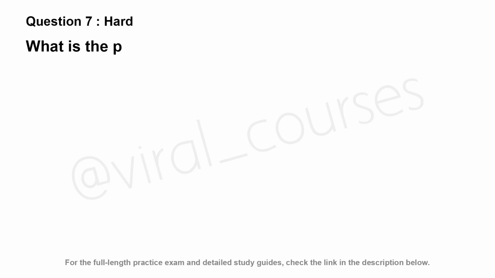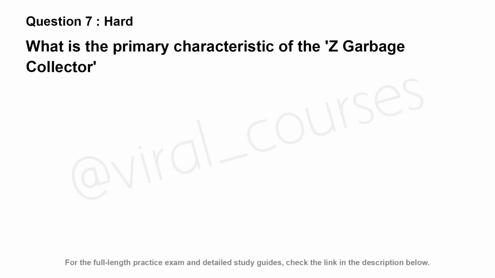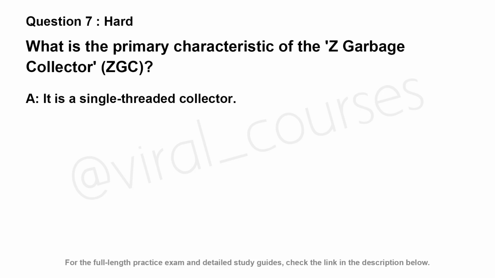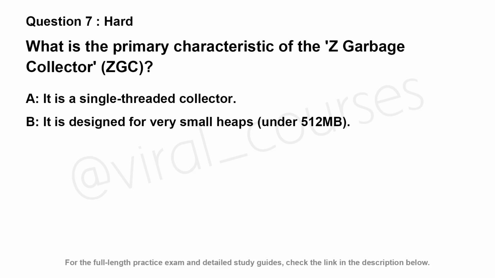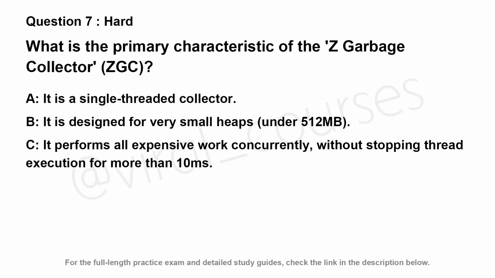What is the primary characteristic of the Z garbage collector, ZGC? Option A. It is a single-threaded collector. Option B. It is designed for very small heaps, under 512 megabytes. Option C. It performs all expensive work concurrently, without stopping thread execution for more than 10 milliseconds. Option D. It only collects the young generation.